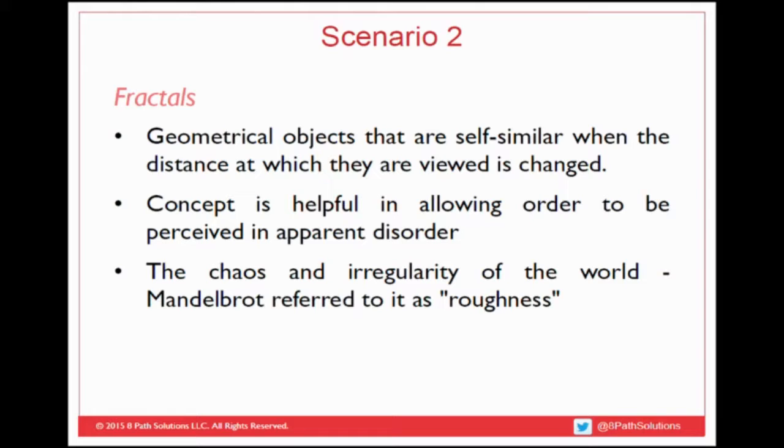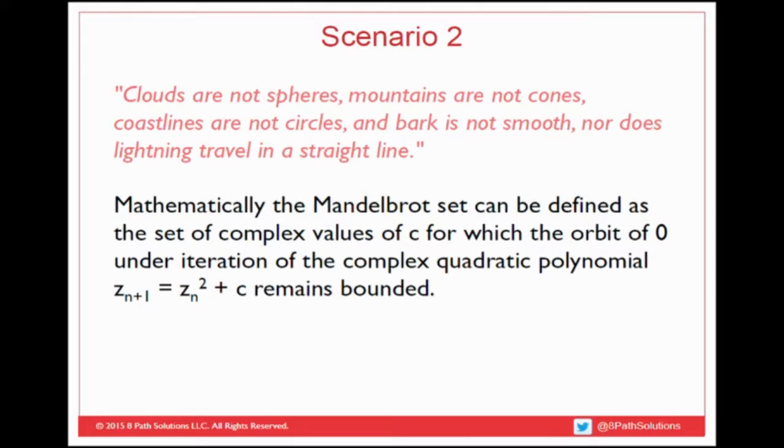So when you see a lot of things in nature, it seems like there's a lot of disorder. You can't really tell, there's jagged edges. It's hard to tell where the pattern is. And the chaos and irregularity of the world is what Mandelbrot referred to as roughness. And here's a quote that he had: "Clouds are not spheres, mountains are not cones, coastlines are not circles, and bark is not smooth, nor does lightning travel in a straight line."